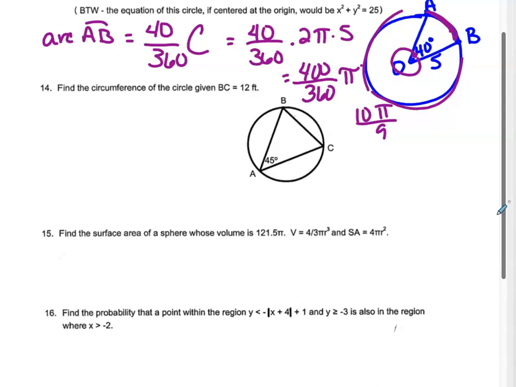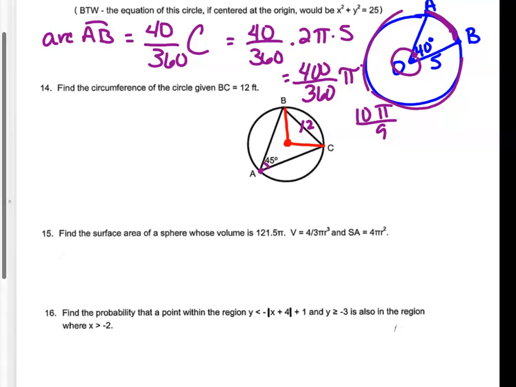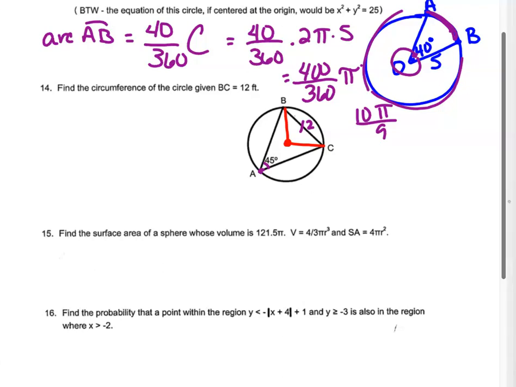Question 14 says find the circumference of the circle given that BC is 12 feet. Notice that the angle they're giving us here is not a central angle. Its vertex is on the circle itself. If we make an angle from the center, that angle measurement is twice as big as this little angle A of 45 degrees, which makes this a right angle, 90 degrees.